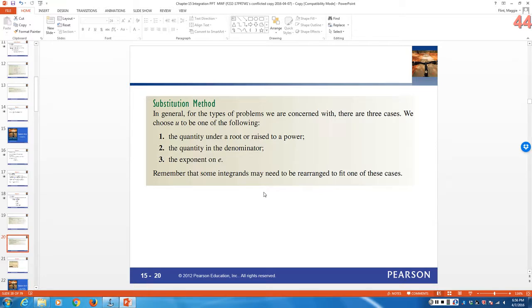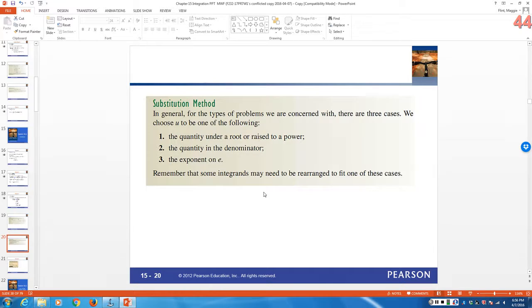And I like this summary a lot better actually. It says, in general, when you need to do this substitution method, this unchain rule method, there are only going to be 3 cases where you need to do it. One of them is that there's a quantity under a square root, a cube root, or raised to a power. And a root and a power are actually the same thing, it's just that the root is a fractional power.